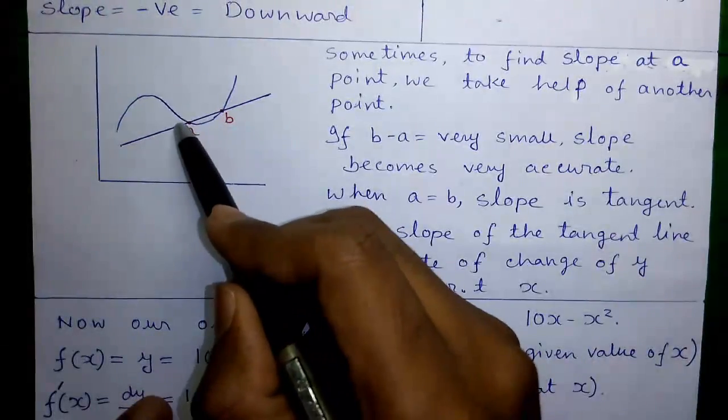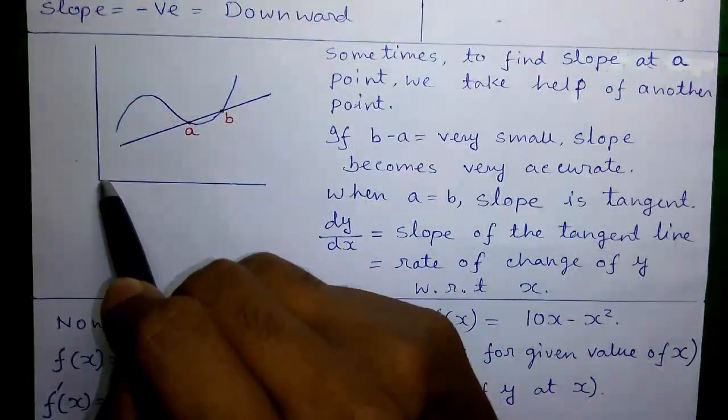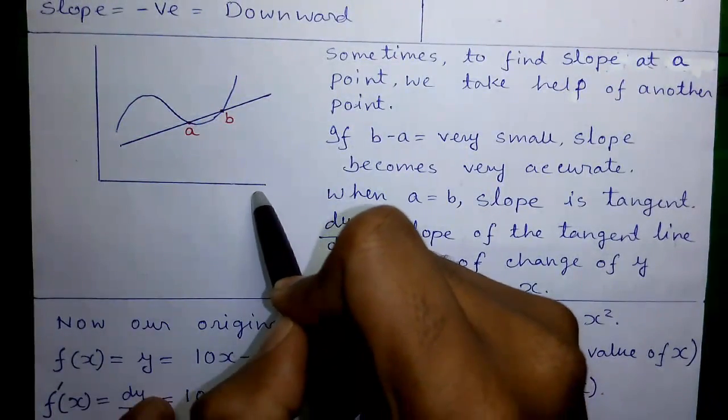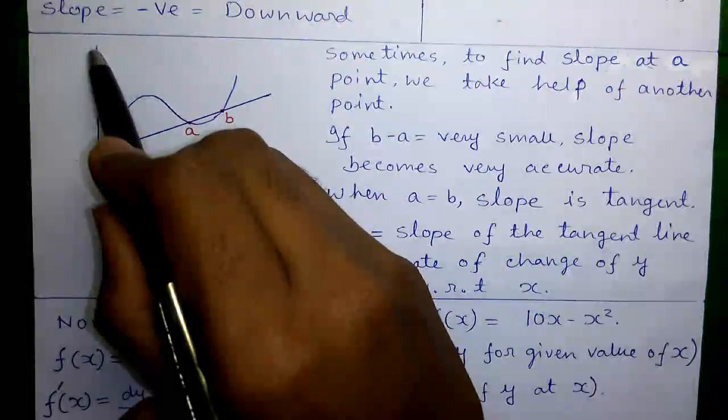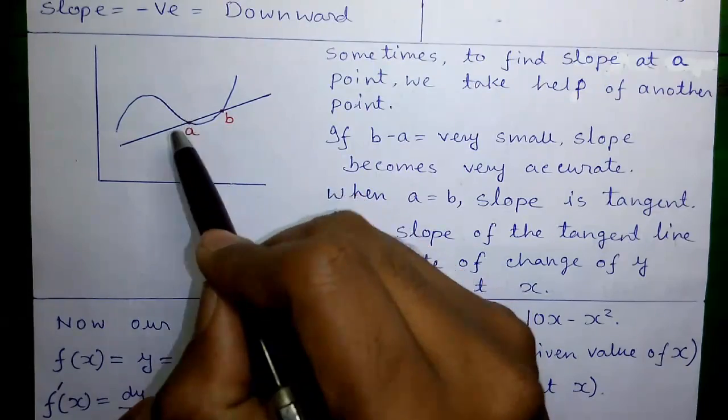Next, finding the slope of a graph at a particular point. So let's say this is a graph. This is the x-axis, or horizontal axis. This is the y-axis, or vertical axis. Let's say we want to find out the slope at this particular point.